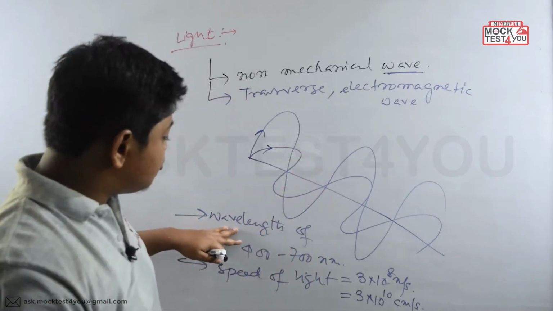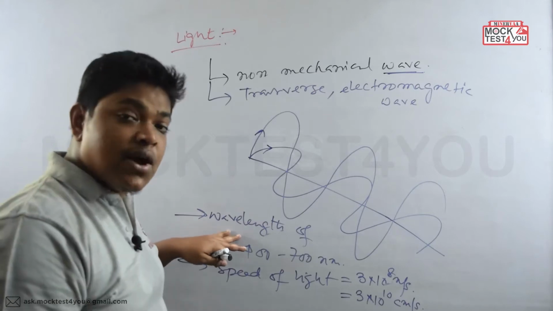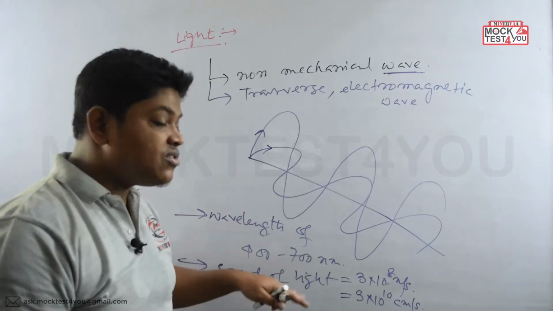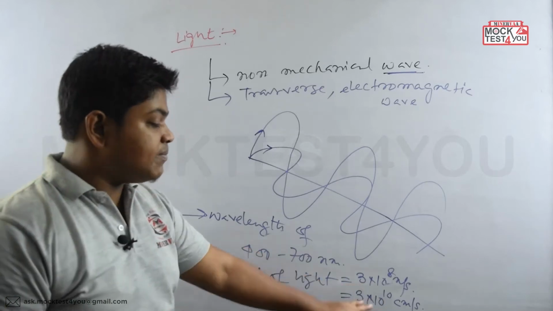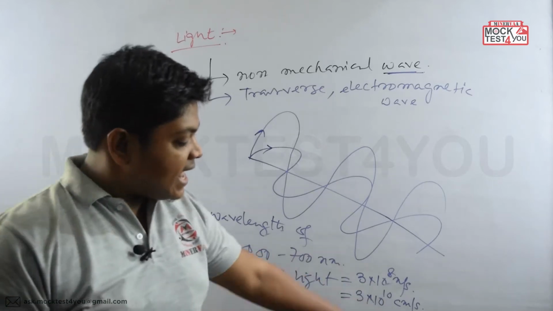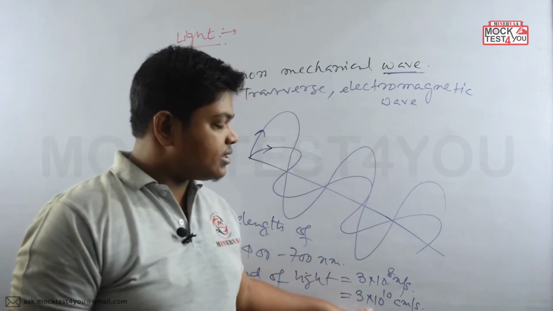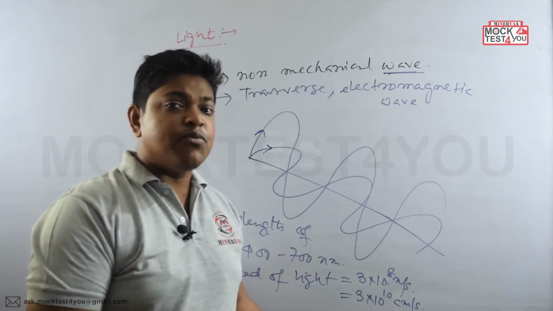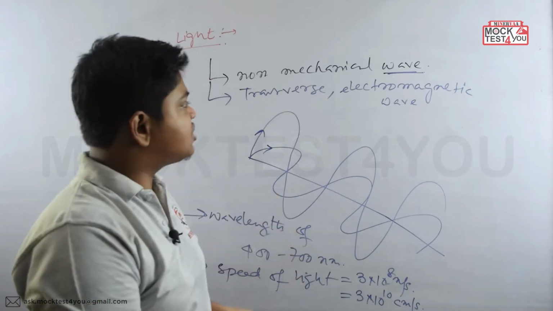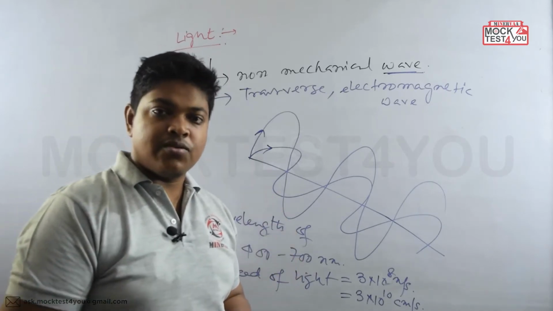Now we are able to draw the next property, that it has a wavelength of 400 to 700 nanometer. And it has a speed of 3 into 10 to the power 8 meter per second in SI and 3 into 10 to the power 10 centimeter per second in CGS, right? These are the four basic properties. That's the basic introduction of light, right?